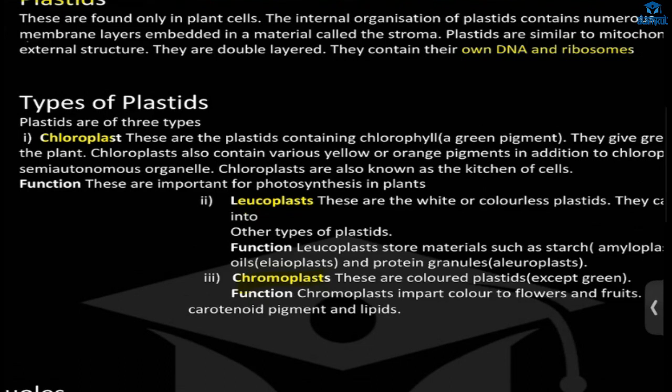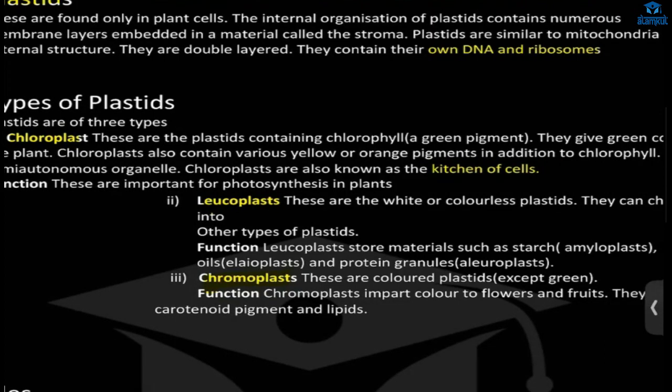Chloroplasts contain green pigment, and chromoplasts contain all the other colored pigments other than green. This chromoplast is present in the fruit, the colored part of the plant. And this chloroplast is in the green part of the plant. It helps in photosynthesis. They are known as the kitchen of the cell. And this leucoplast is colorless. It helps in storage.